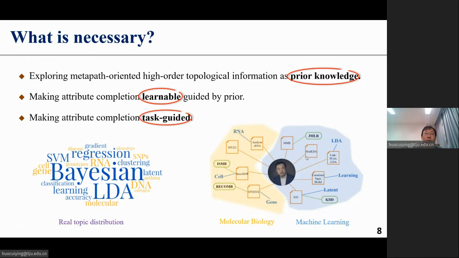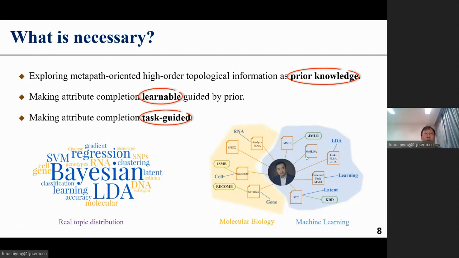So what is necessary for effective attribute completion for every scene, in this case, in order to make the classification of the authors correctly in this task? Firstly, we may need to make full use of the metapath-oriented topological information, such as the authors, papers, venues, and terms in different types of metapaths related to him as the topological prior knowledge in order to help explore his main semantic attributes.